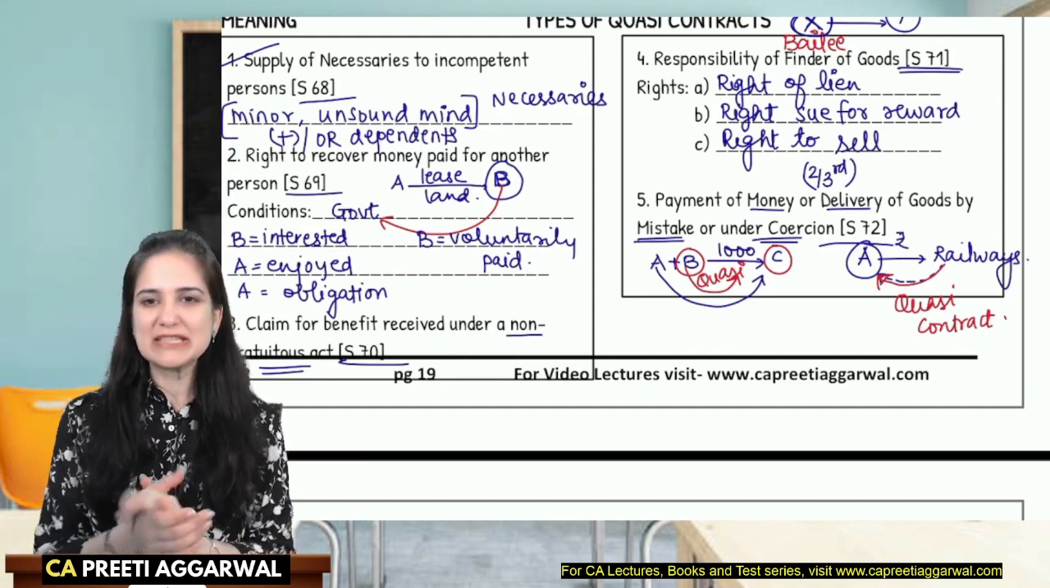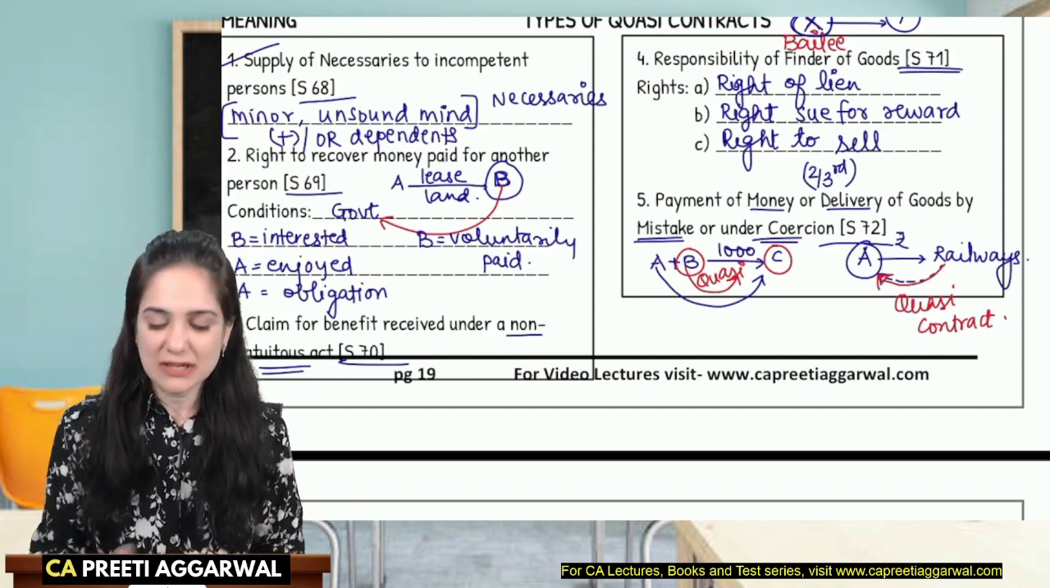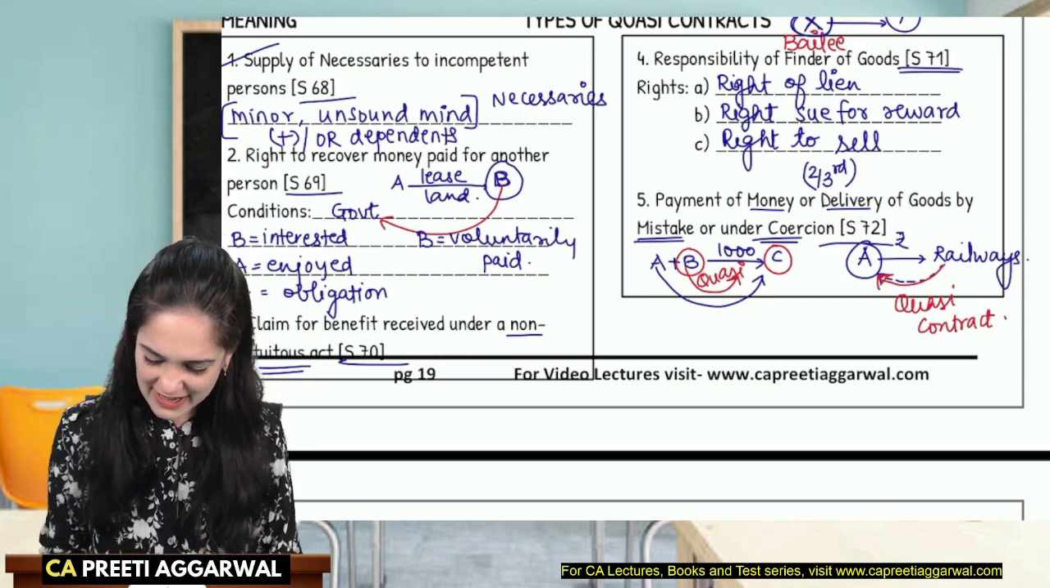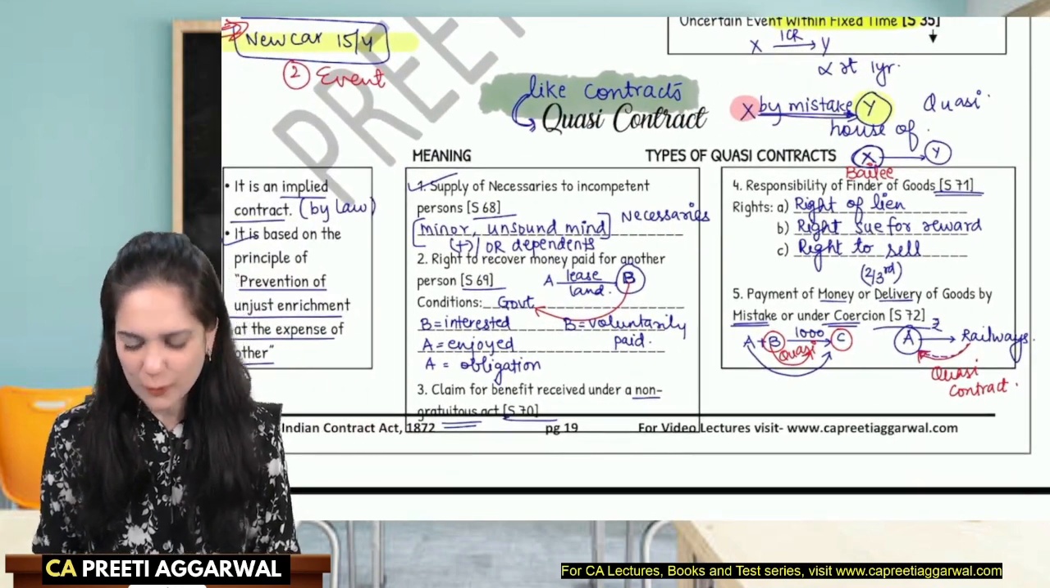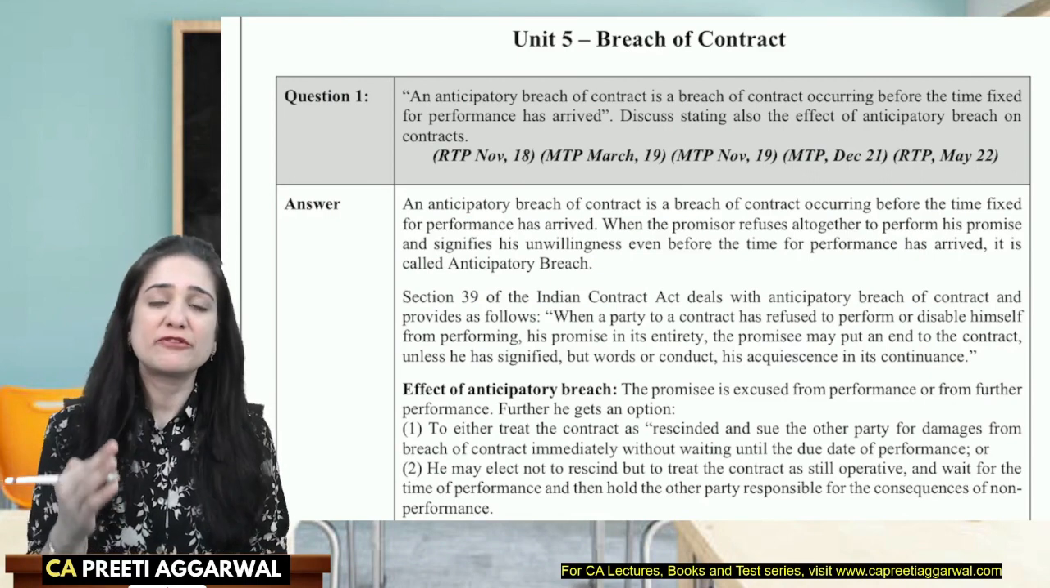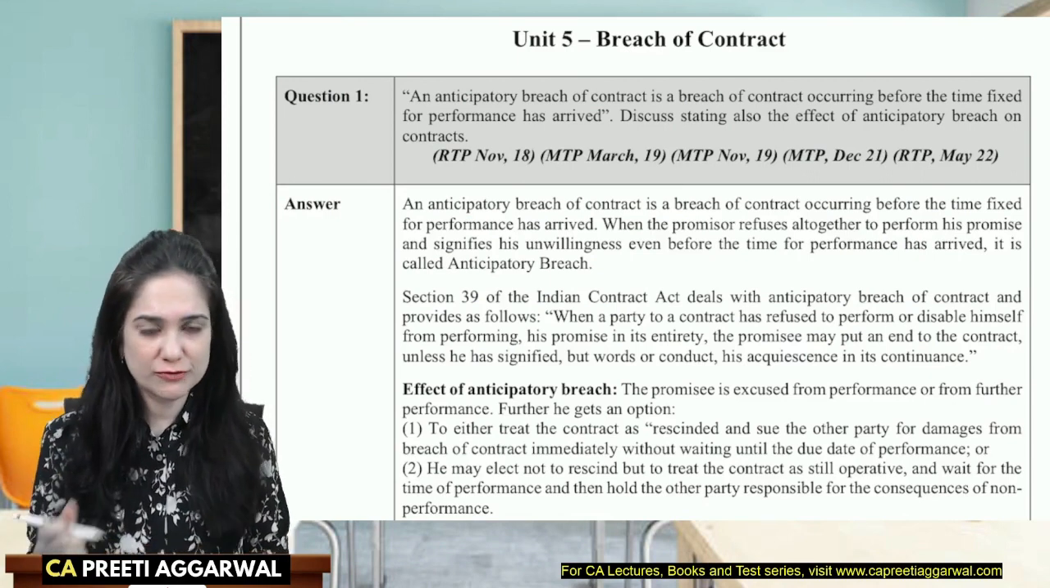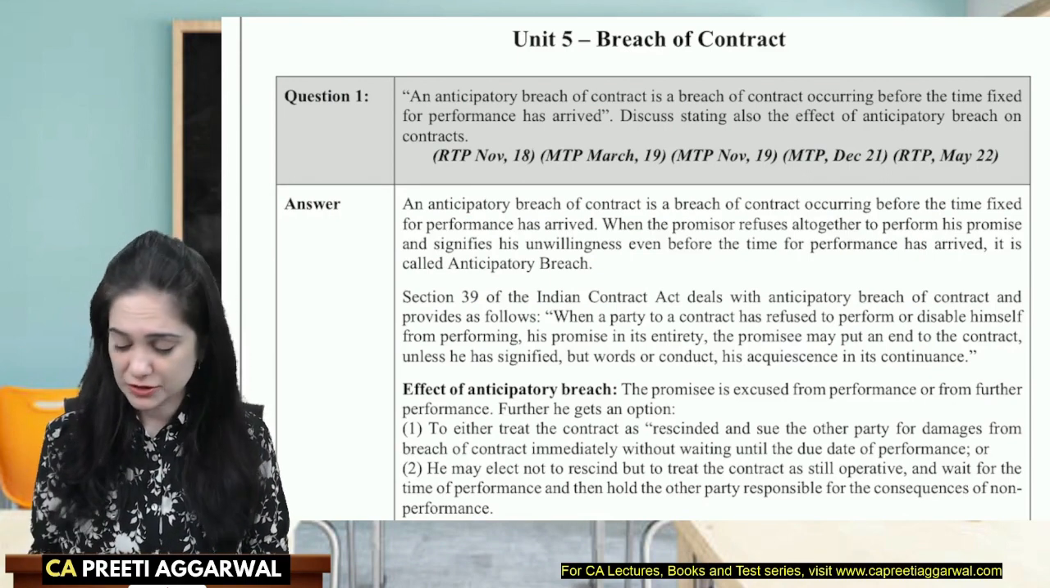So students, with this we come to an end of our contract act, and let's quickly go through the questions also. I have identified 3 important questions from breach of contract and contingent contract.